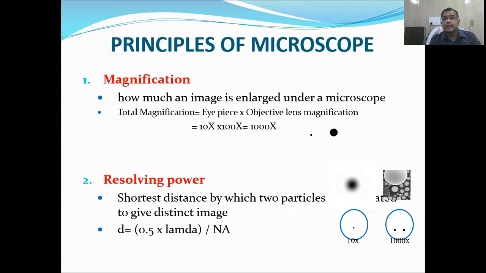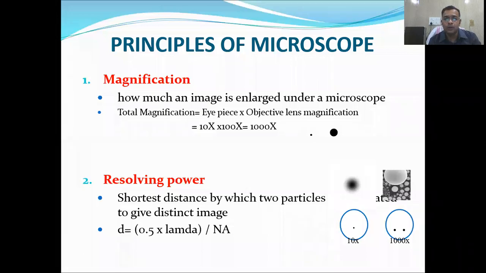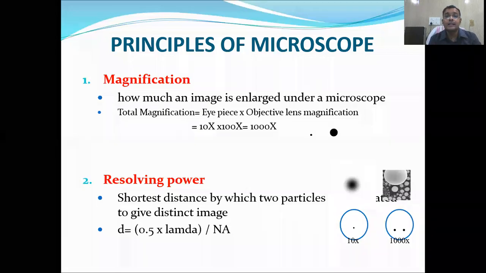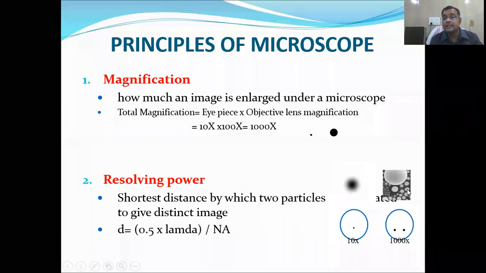So if you are increasing the magnification power, as I told earlier, in a smartphone, if you enlarge any photograph, it fades because it has less resolving power. Here you can say this is a dot with low resolving power, so it looks like this and gets faded. But if the instrument has high resolving power, then you can easily see the fine details of this particular dot.